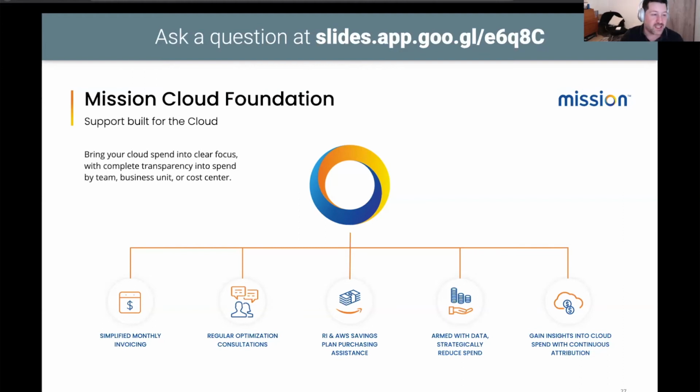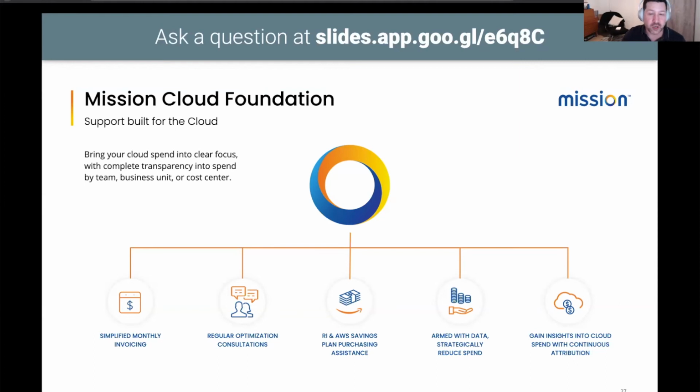So the first is something we call Mission Cloud Foundation. It's a very intentionally named service because it really is a great place for you to start and to build on top of. And the really interesting part about it is that it costs $0 for you to be a part of this program. Effectively, it is a managed service from Mission that allows you to bring your cloud spend into sharp focus. As part of this, we add CloudHealth to your environment at no cost. If you do want to get CloudHealth outside of Mission, you can go to CloudHealth, and I would highly recommend it. You can pay them for it, or you can get it for free at Mission. Either way, as long as you get it, I'm happy.